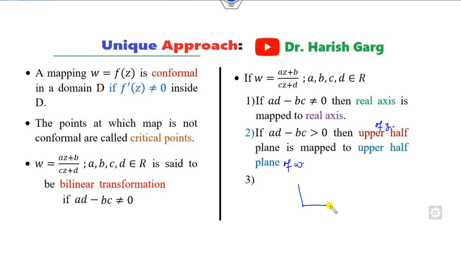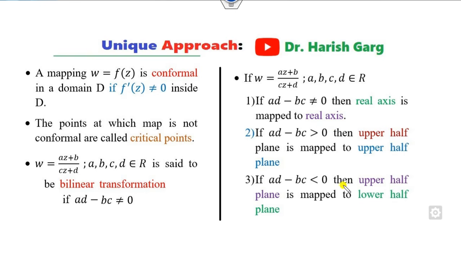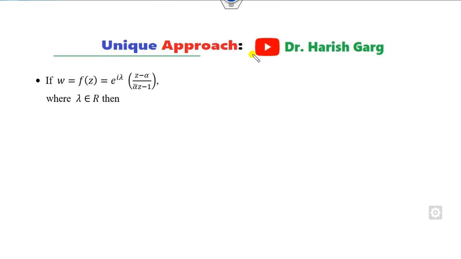That means if you have the transformation of W in terms of Z, with U and V as the real and imaginary parts of W, and you map them, then the upper half, which is shaded here, is also shaded on the upper half. If you have the lower half, it maps onto the lower half if this is satisfied. Conversely, if it is a less than sign, then the upper half will map onto the lower half. This is a very, very important concept for this CSIR examination.